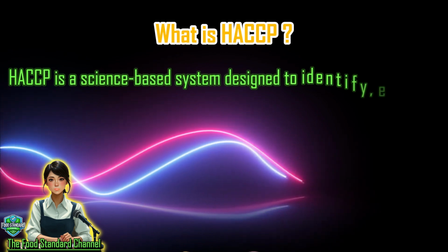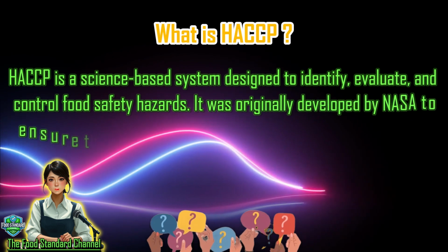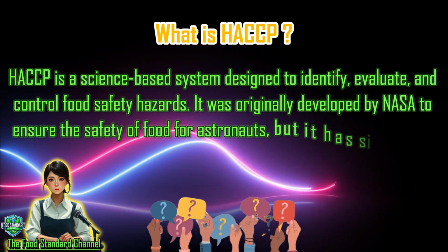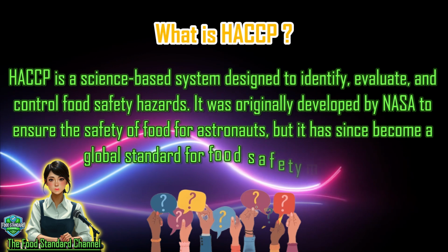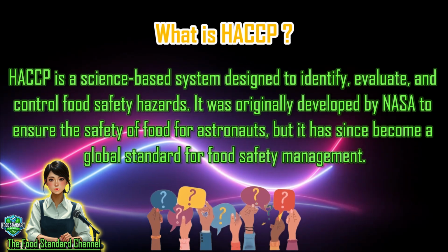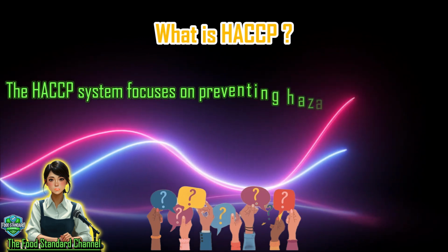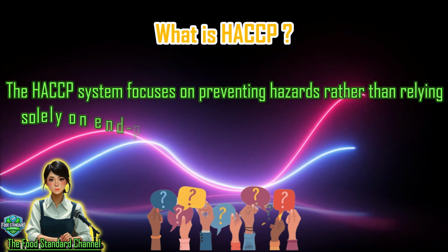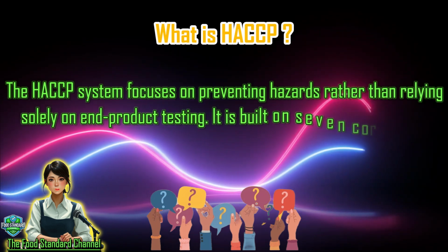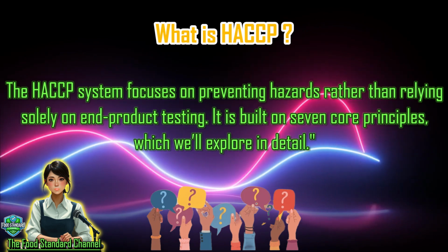HACCP is a science-based system designed to identify, evaluate, and control food safety hazards. It was originally developed by NASA to ensure the safety of food for astronauts, but it has since become a global standard for food safety management. The HACCP system focuses on preventing hazards rather than relying solely on end product testing. It is built on 7 core principles, which we'll explore in detail.